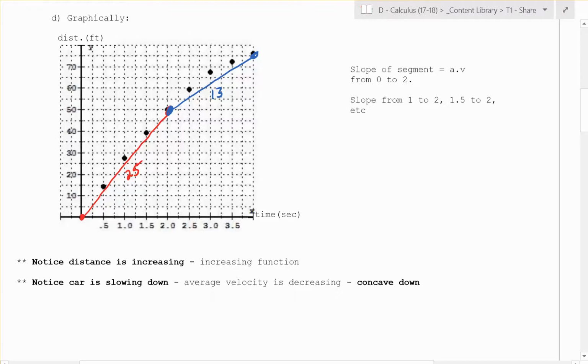So the distance is increasing. It is an increasing function, but the car is slowing down. The average velocity is decreasing, so therefore it's concave down. Remember, you can figure that out because the slopes of the secant lines are getting shallower. So it went from a slope of 25 to a slope of 13, that's decreasing, so it's concave down.